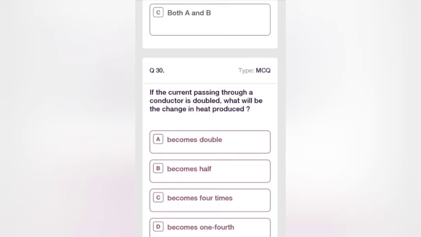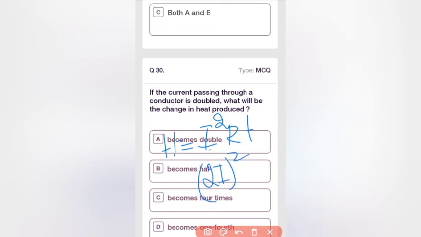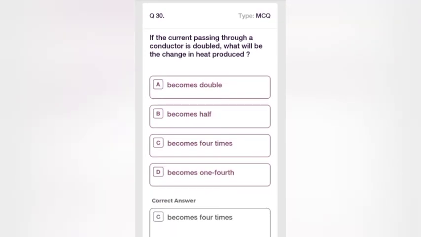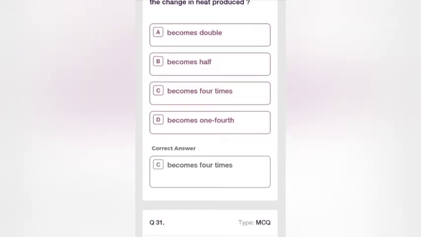If the current passing through a conductor is doubled, what will be the change in the heat produced? See, if the current is doubled, what will be the heat? Say for example, here the current is I, it is doubled, 2I the whole square. That means it will be 4 times. It becomes 4 times. 4I square RT we get. So 4 times the heat produced.